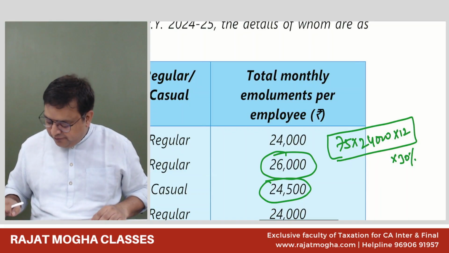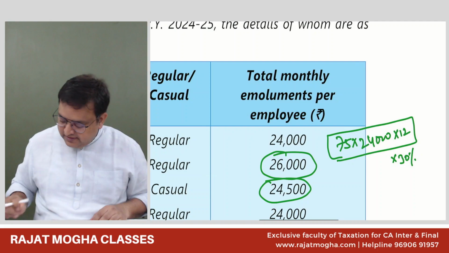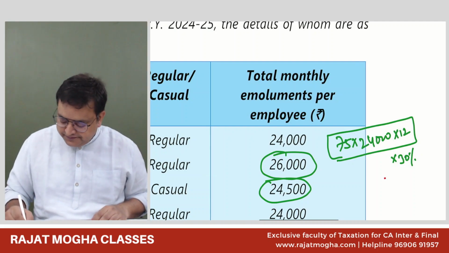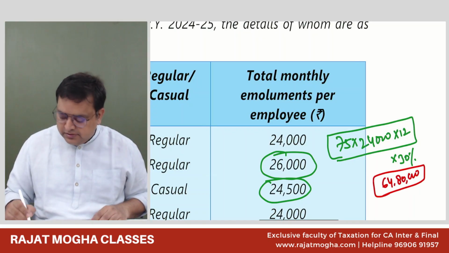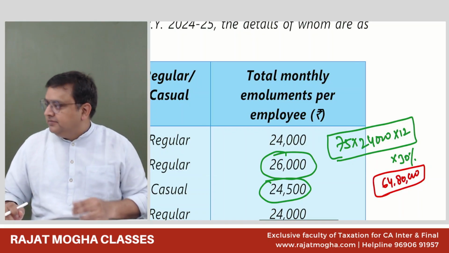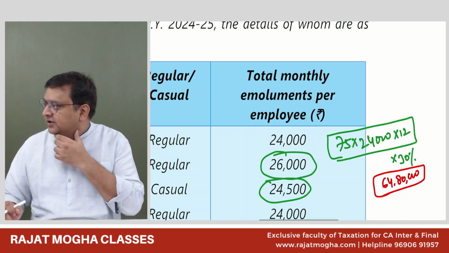75 into 24,000 into 12 into 30%. So this is 64 lakh 80,000. Are you okay with the 64 lakh 80,000? Yes, sir. Guys, is my screen clear or not? Clear, sir. Okay, thank you. So it is 64 lakh 80,000. So, Ganda, you got it?